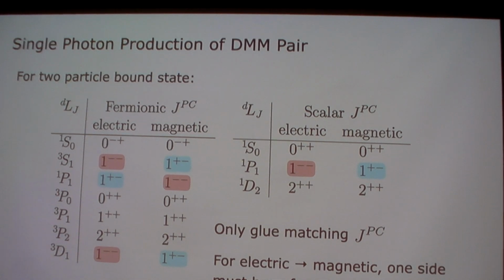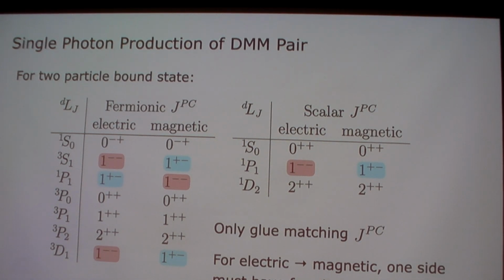When you say fermion scalar, you mean the two particles both are fermions, or the bound state? The bound state, so it's both particles are fermions. Fermion bound state. Okay. Yeah, the scalar bound state. Yeah, they have to be antiparticles of each other.